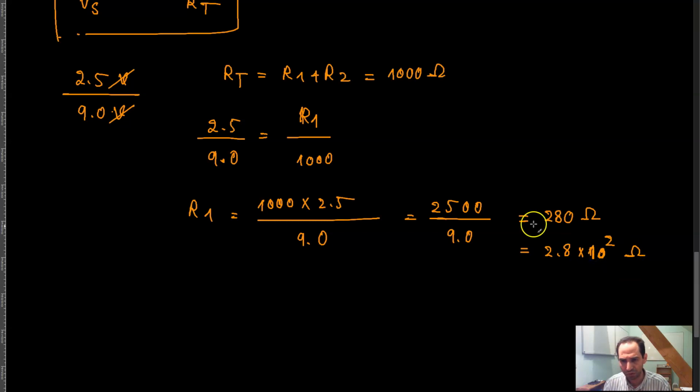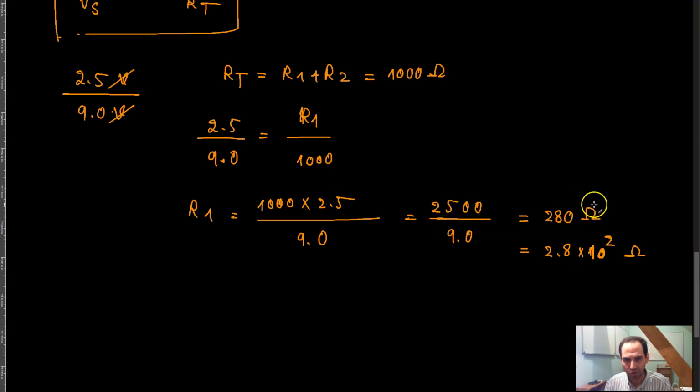Usually in electronics we don't do that sort of thing, but in physics, in chemistry, in science, you have to specify the number of significant figures. And I just want to show that this number has two significant figures.